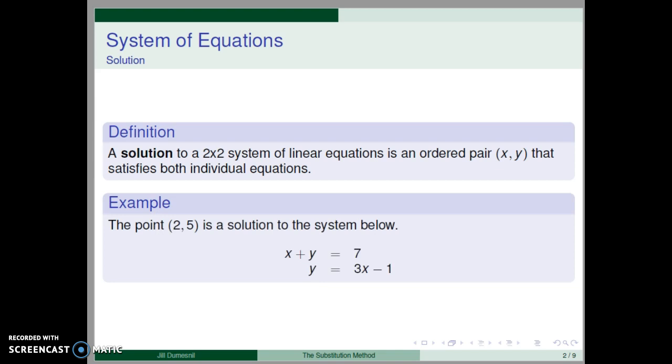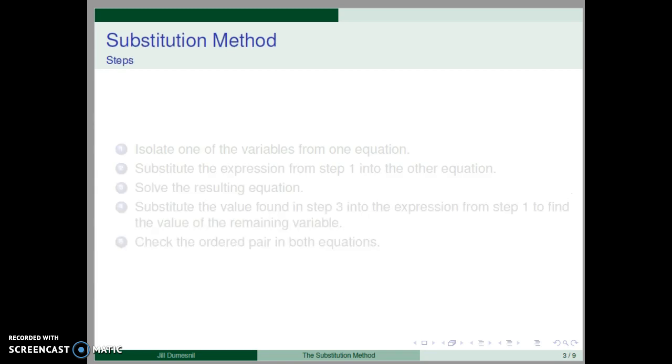For example, the point (2, 5) is a solution to the system with equations x + y = 7 and y = 3x - 1 because x = 2 and y = 5 make both equations true. We will first describe the substitution method by a series of steps and then illustrate the method by example.